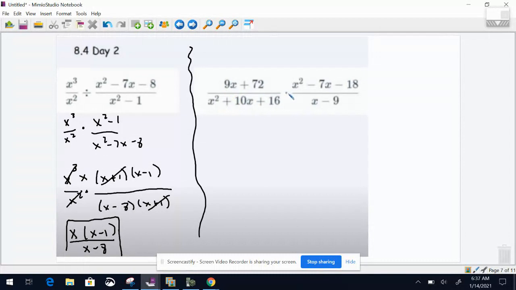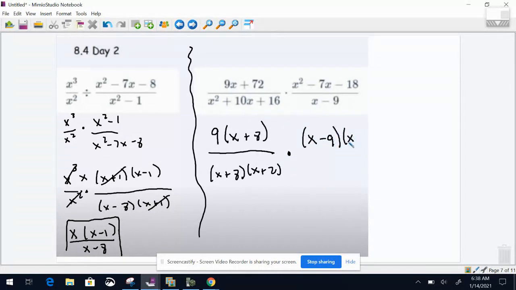Okay, so here there's no division, so I just start factoring right from the get-go. So I've got 9. I take out, it gives me an x plus 8 all over an x plus 8, x plus 2. That's two numbers that multiply to 16 and add to 10. Over here on the top, it would be x minus 9, x plus 2, all over x minus 9. So then you look to see if you can cancel. The x plus 8's cancel. X minus 9's cancel. X plus 2's cancel. This whole thing is the same thing. No matter what I plug in for x, I will get the number 9.